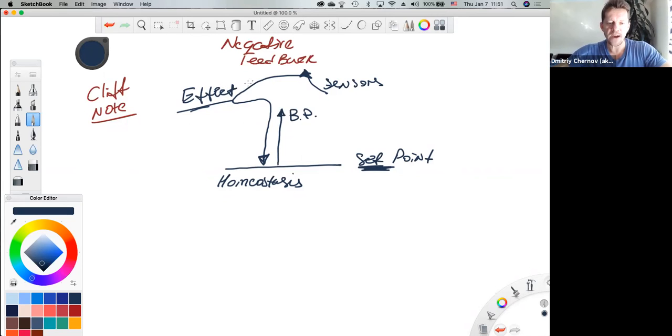So when the effector responded to the stimulus sensors, the blood pressure gets back to the set point. Then a negative feedback would be something that will communicate to the effector, telling the effector, stop dropping blood pressure. I just reached the set point.